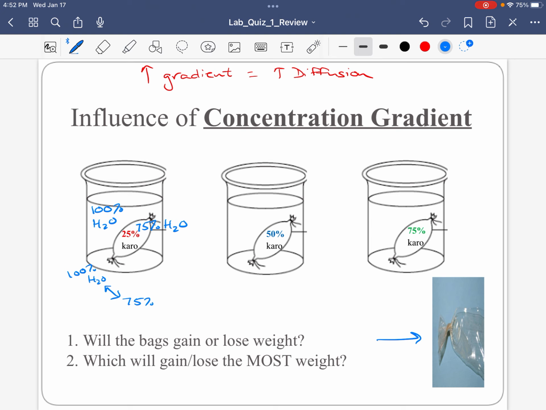We're looking at the gradient. Here it is 100 to 75. What's it here? If this Karo bag is 50% sugar, it's 50% water to the same 100% water. So what's our gradient here? 100 to 50. Here, the last one, it's 75% Karo, which means inside that bag is 25% water to 100% water. So what's the gradient? 100 to 25.